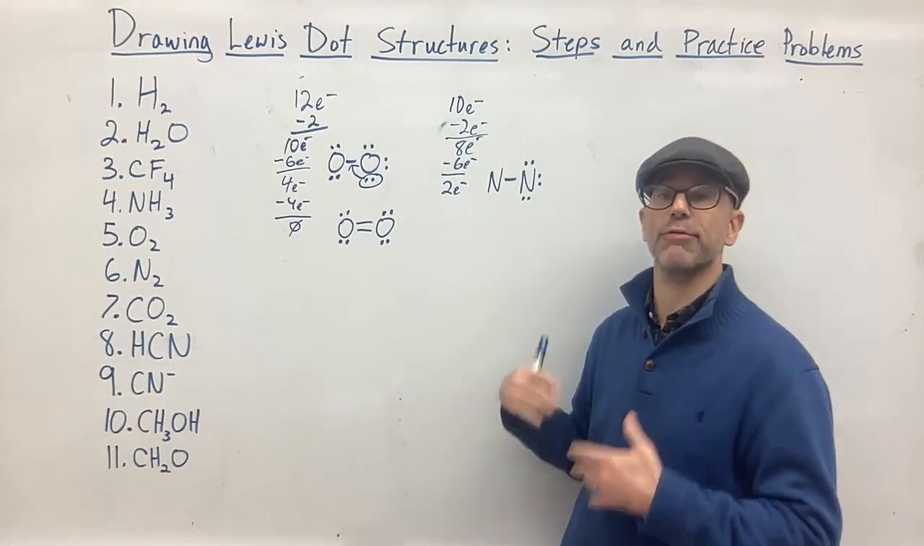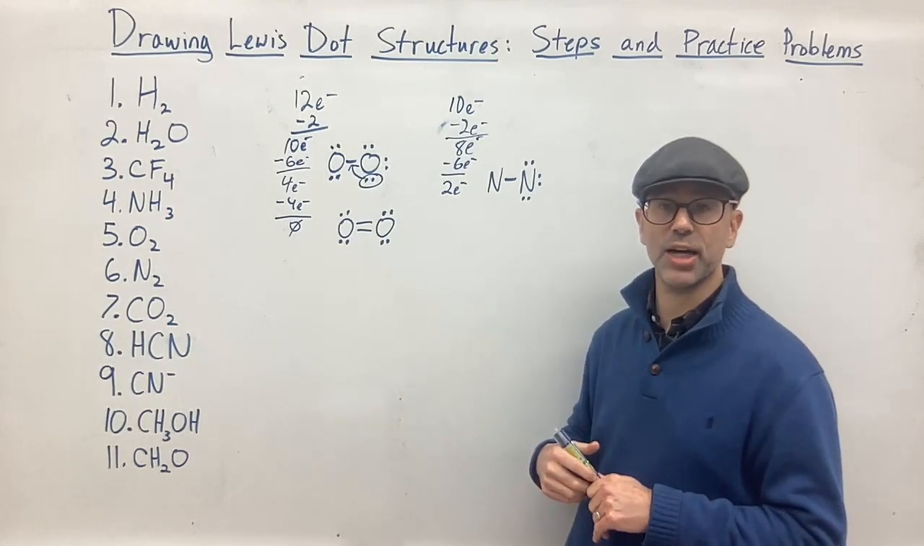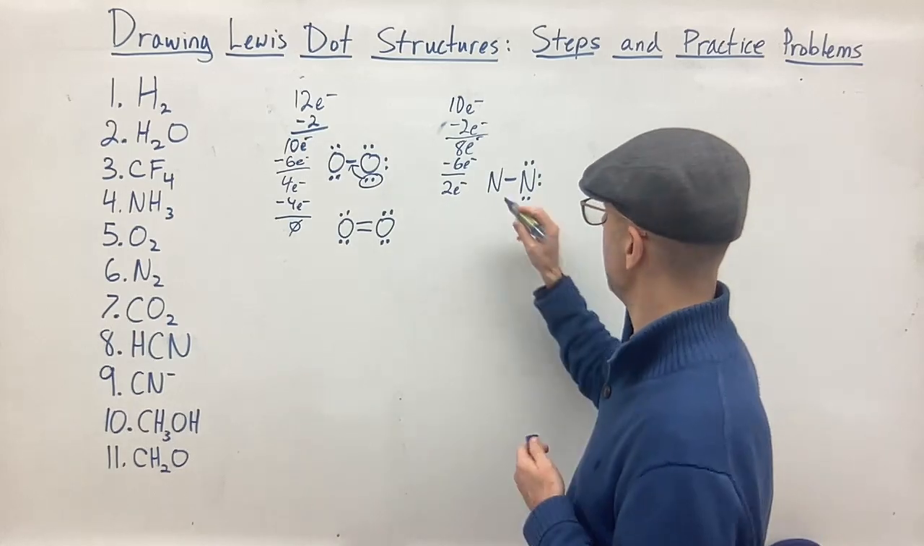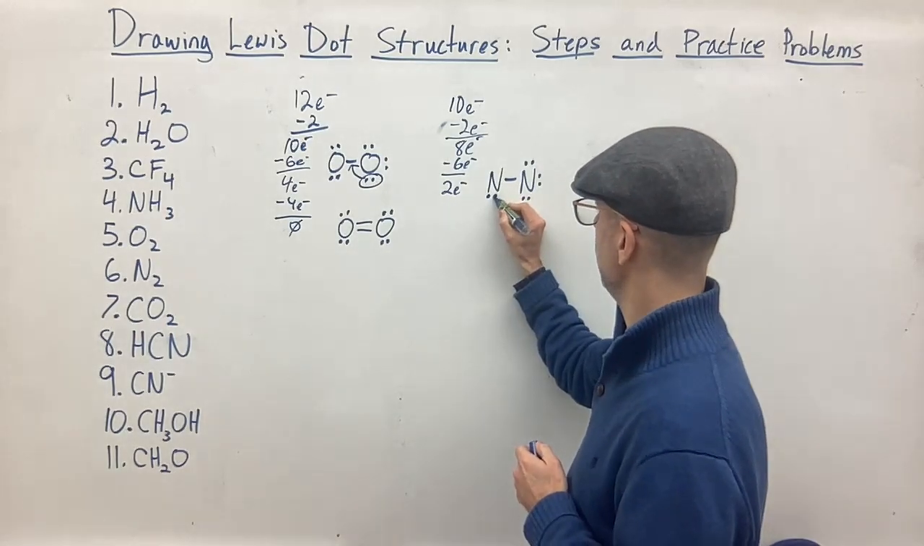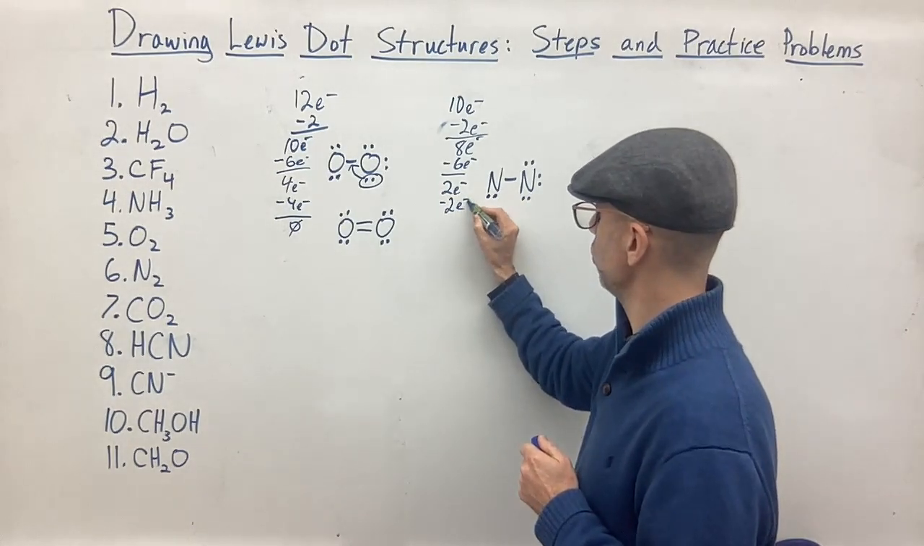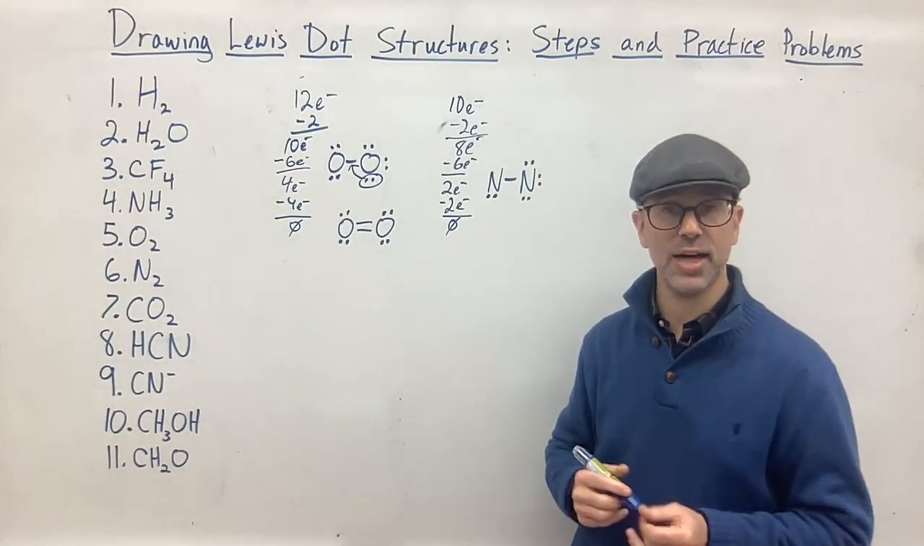Now step 4, if you have electrons left, put those electrons on the central atom as lone pairs. I have 2 electrons left, so I'm going to put them on this nitrogen as a lone pair. So that's 1 lone pair. Subtract those out from the total, and I have 0 left. So now I have no more electrons to give.